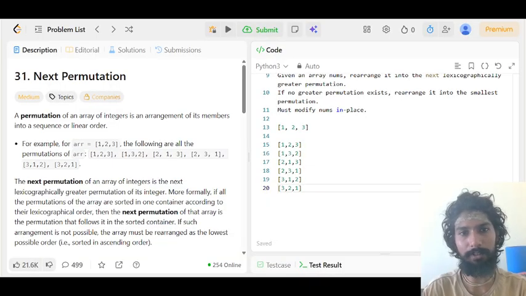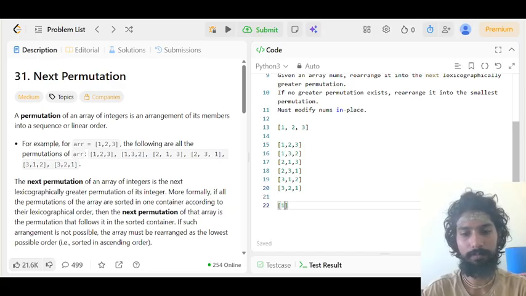So what is the next permutation of 1, 1, 5? It will be 1, 5, 1.